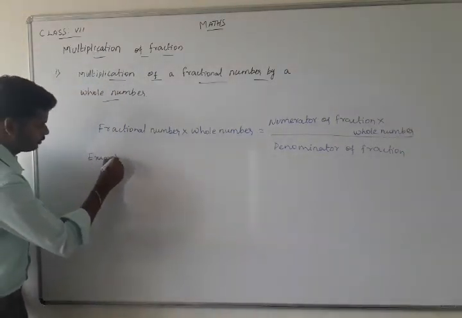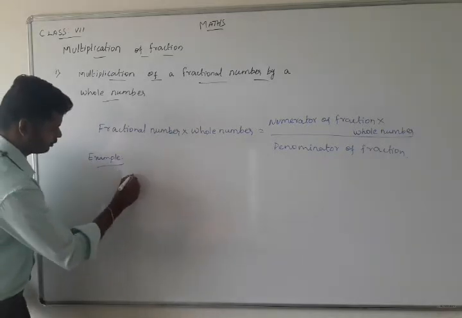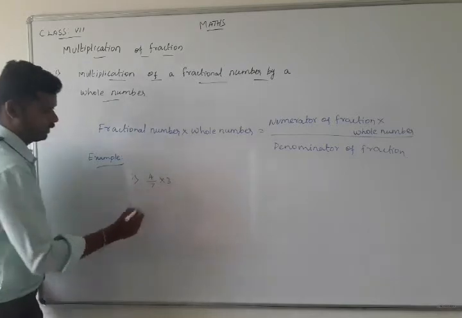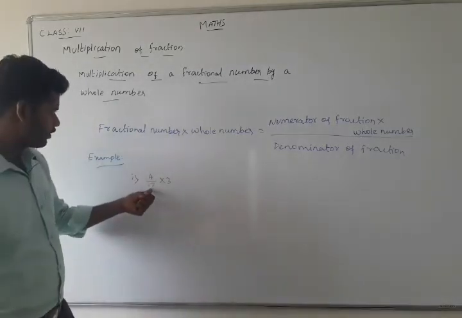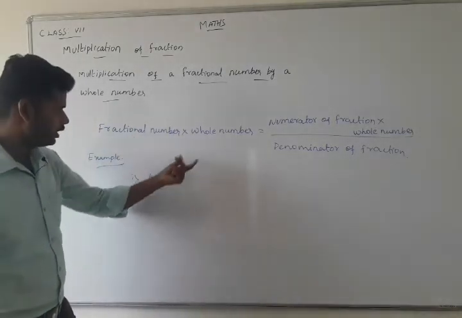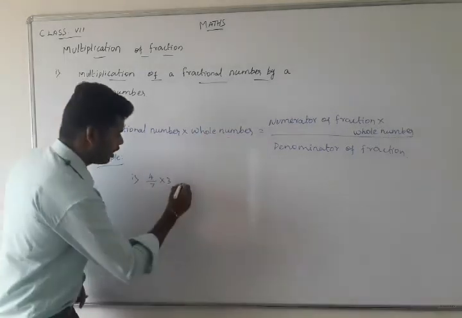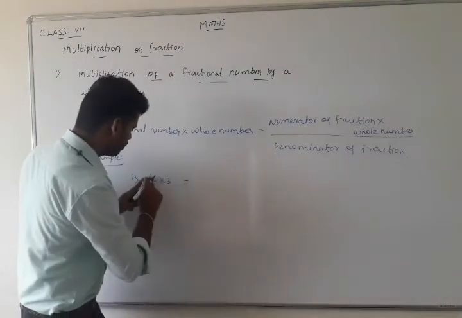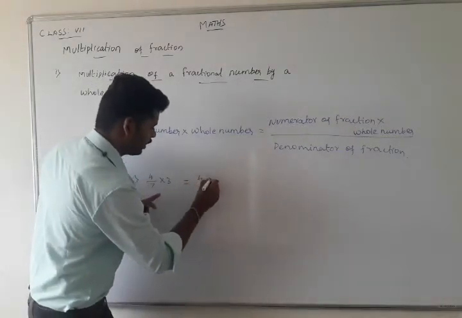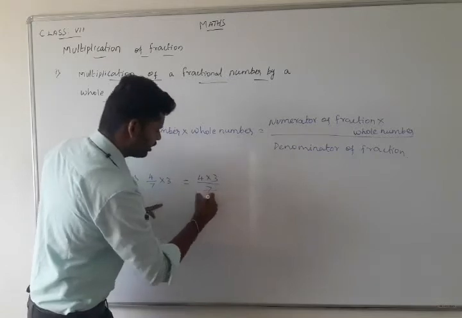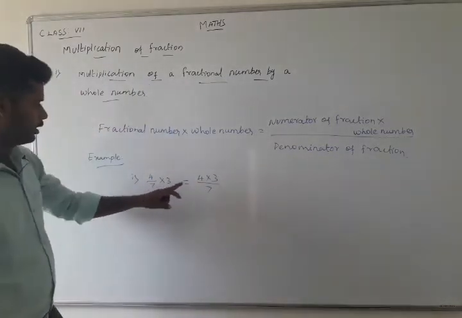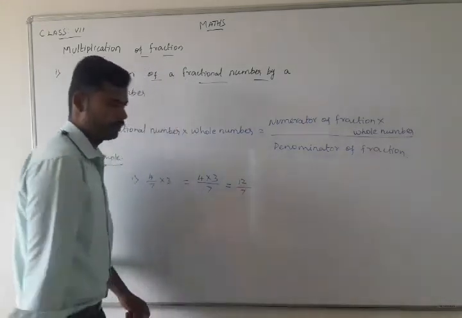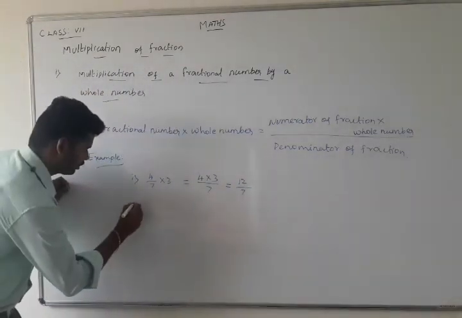4 by 7 into 3. Here 4 by 7 is a fraction number into 3. This is a whole number. How to multiply? Here, numerator of the fraction into the whole number. So this one into this. 4 into 3 divide 7. 4 into 3, 12 divide 7.